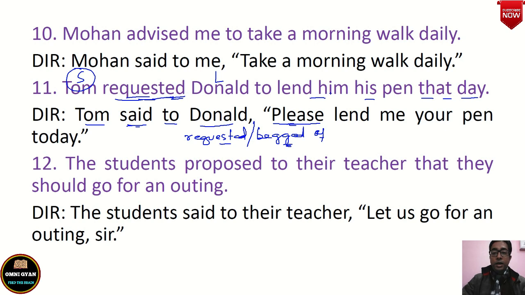Please lend him. Whom is 'him' referring to here? Him is Tom. And I am assuming that I am Tom, so I am telling Donald to lend me his pen. Whose pen? Donald's pen. Donald is standing in front of me, so I am telling him, please lend me your pen. 'That day' will be converted into 'today', just like 'today' is converted into 'that day' from direct to indirect speech. And here, from indirect to direct speech, you have to convert 'that day' into 'today'. So Tom said to Donald, comma, inverted comma start, please lend me your pen.